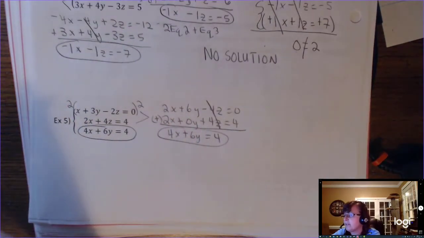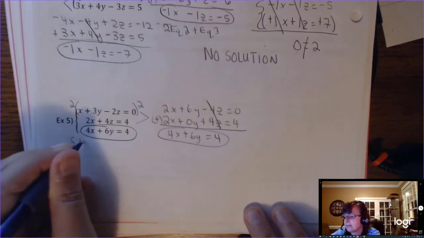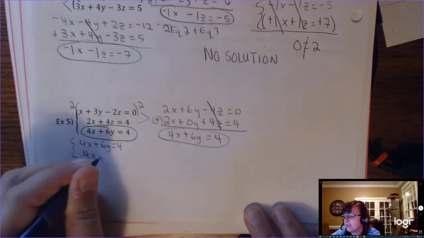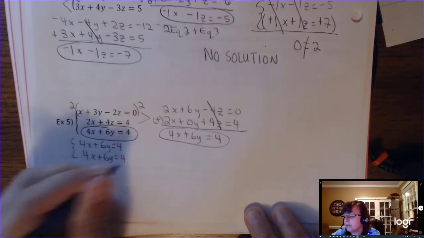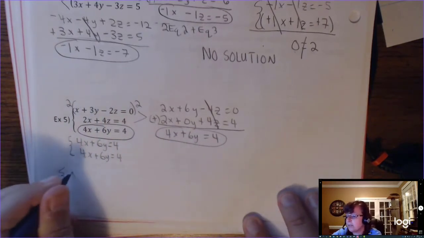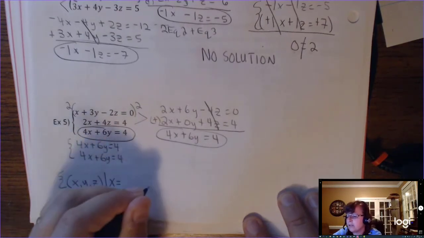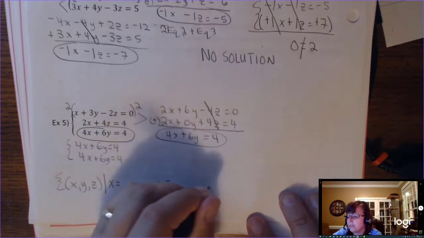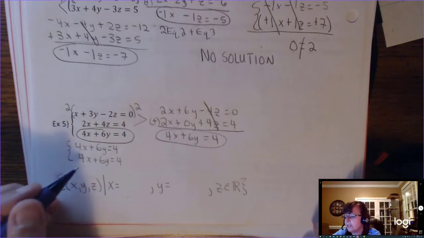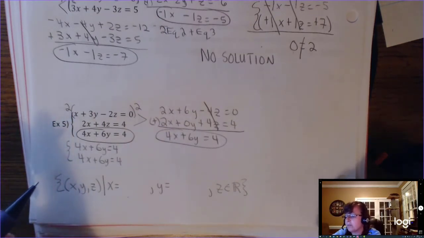And then look at that. Those are the same equations. So that's going to be the same line. So that's infinitely many solutions. So do you remember what to do? It's set builder notation. It's going to be all the ordered pairs x, y, and z such that x equals something in terms of z, y equals something in terms of z, and z is all real numbers. So we need to solve for x and y in terms of z.